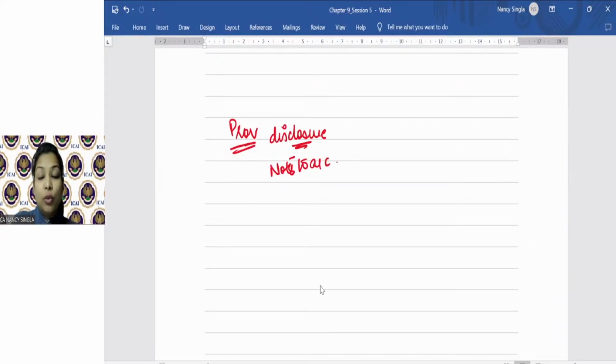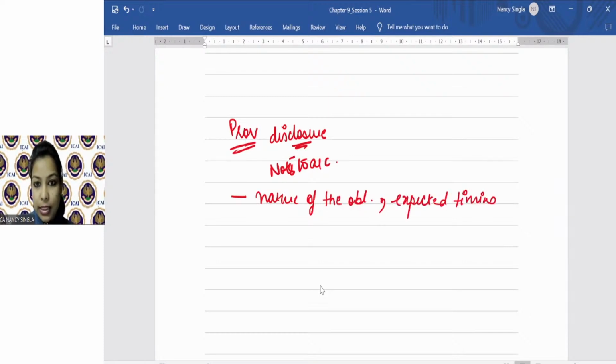Because you all know that जो भी accounting standard का disclosure होता है ना, that is given in where? In the notes to account. So it says, what is the nature of the obligation? Litigation के लिए है, warranty के लिए है. Expected time of the outflow कब है? ठीक है? The company is required to disclose it.